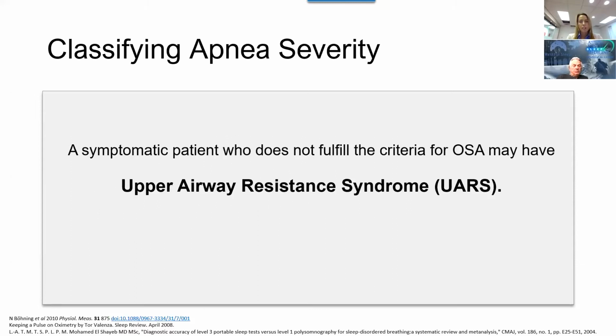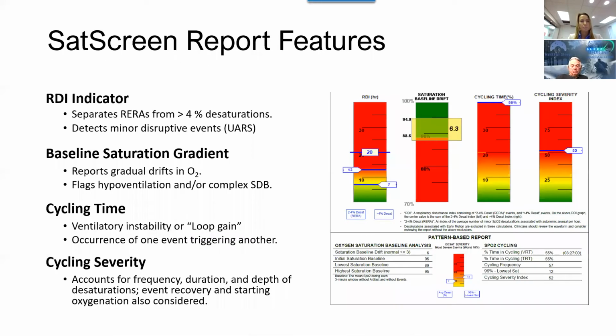Just because a patient has an RDI less than 5 doesn't necessarily mean that they don't have sleep disordered breathing. Sometimes they may have upper airway resistance syndrome, which is simply defined as a symptomatic patient who does not fulfill the criteria for OSA. We'll talk about a few ways to get some hints towards that in the reports, and considerations you should take a look at when determining upper airway resistance syndrome.